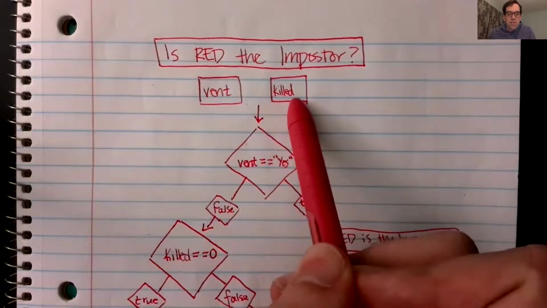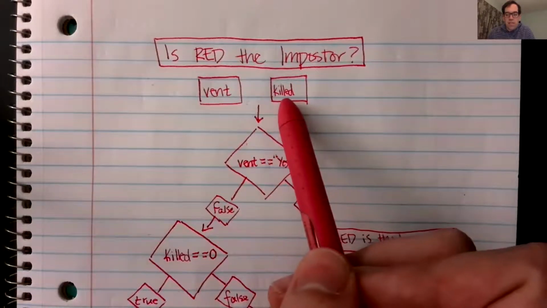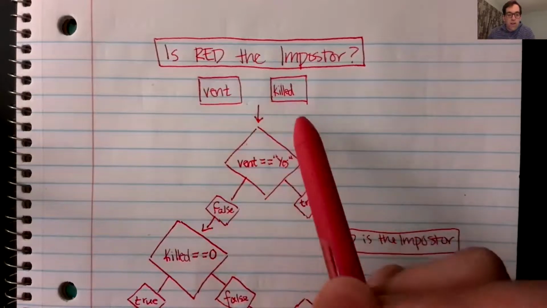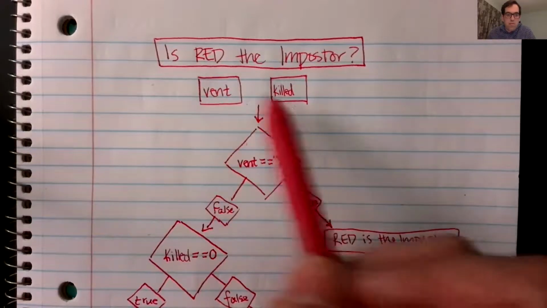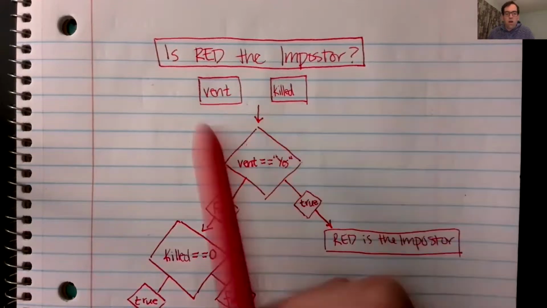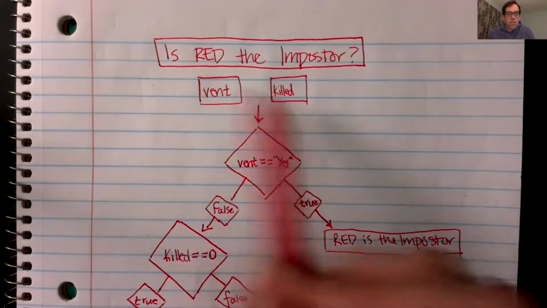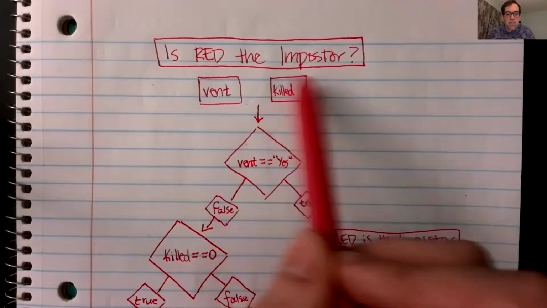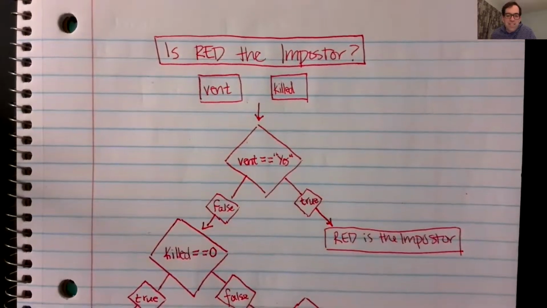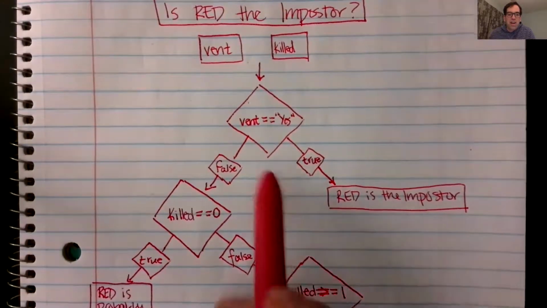And then killed is another variable, and that's going to be a number. It's going to represent the number of people that the user saw red kill. So if red killed 1 person and our user who's using the app saw it happen or saw red near the body, then they're going to change this value to 1. Okay, so hopefully that makes sense, even if you don't know the game, but even so, we're just going to keep moving here. So we've got our 2 variables.